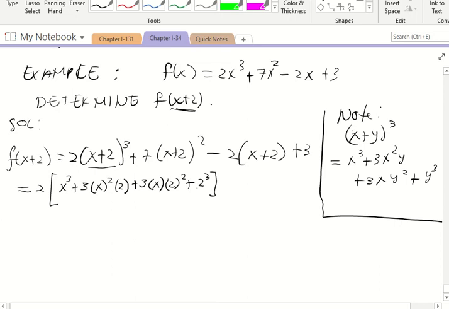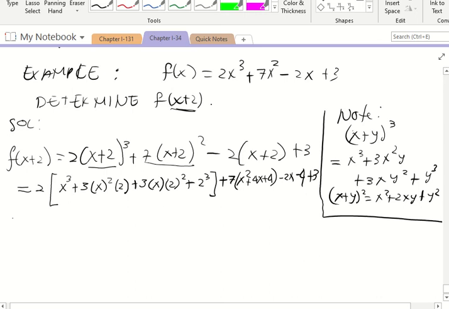Then continue, this will be equal plus the second term, this is 7 times x plus 2 squared. So how do we do the square of a binomial? x plus y squared is x squared plus 2xy plus y squared. So here, this will be x squared plus 2 times 2, 4, times x, plus 2 squared, 4. Then minus 2x, then minus 2 times 2, 4, then plus 3.